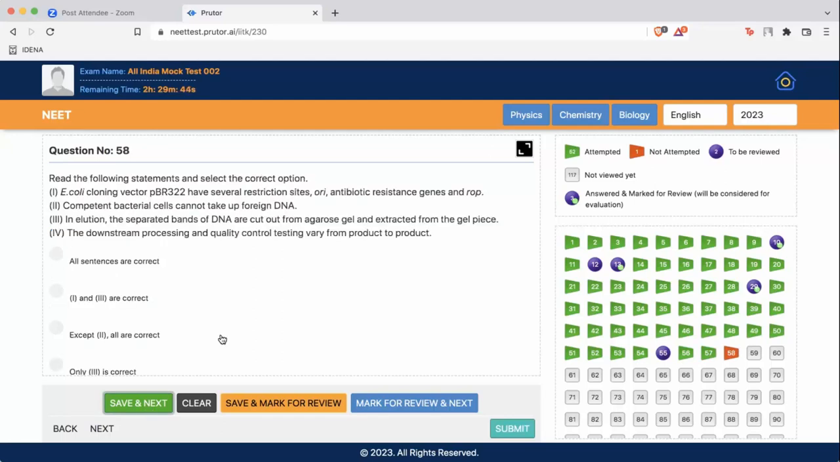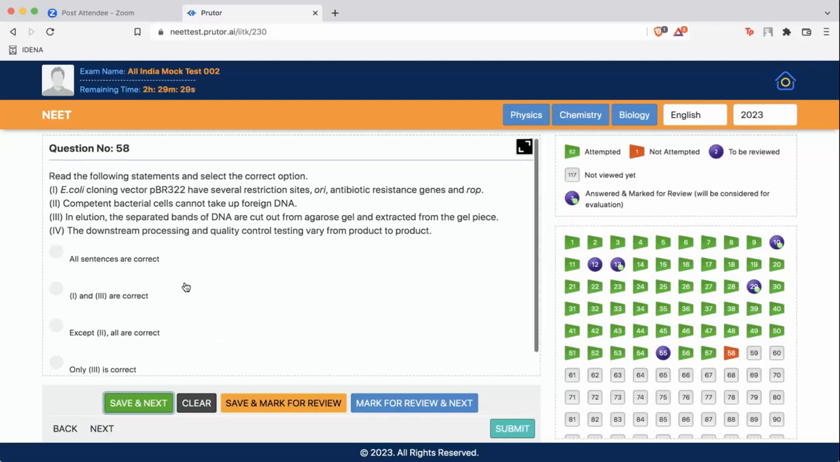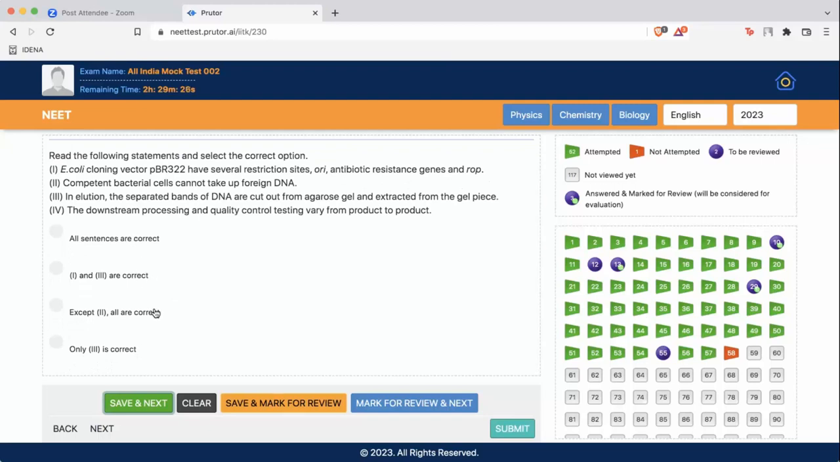Read the following. Okay, E. coli cloning vector pBR322 has several restriction sites, ori, antibiotic resistance genes, and replication of plasmid. That makes sense. Competent bacterial cells cannot take up foreign DNA. That's wrong. They do take up foreign DNA. So if 2 is not there, then all statements correct is wrong. Only 3 is correct is wrong. So in elution, the separate bands of DNA are cut out and extracted. Yes, 3 is correct. So 1 and 3 are correct. The downstream processing and quality control testing are very comparable. So except for 2, all of it.